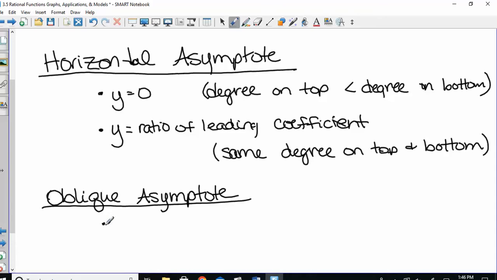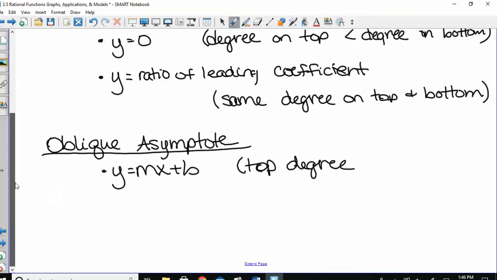Sometimes we get an oblique asymptote. Since an oblique asymptote is any other line, it will be of the form y equals mx plus b. And this happens when the top degree is 1 bigger than the bottom degree.